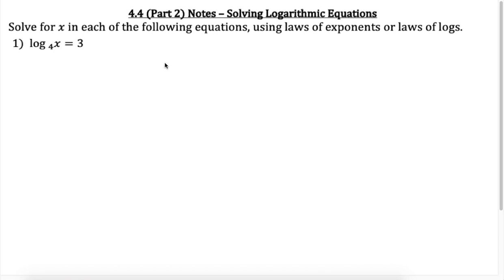All right, in 4.4 part 2, we are going to take a look at solving logarithmic equations. To do most of these, we are going to be rewriting these as an exponential. Right? So let's start with the simple one.